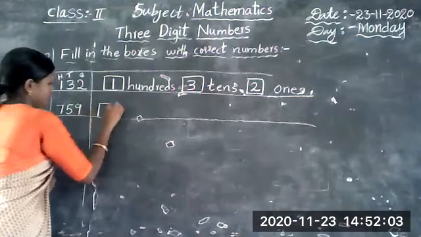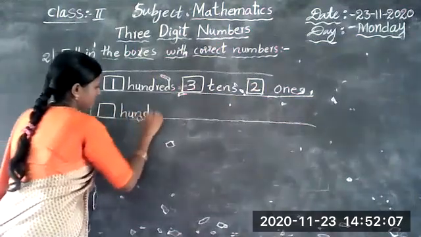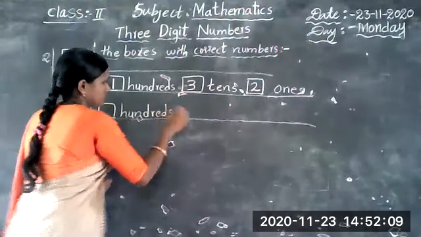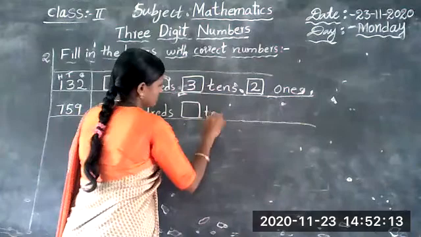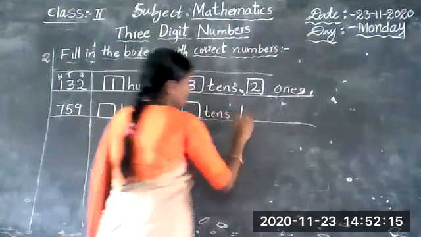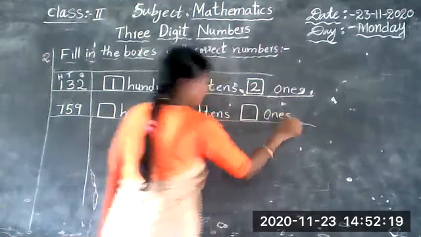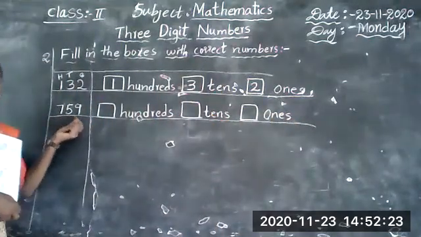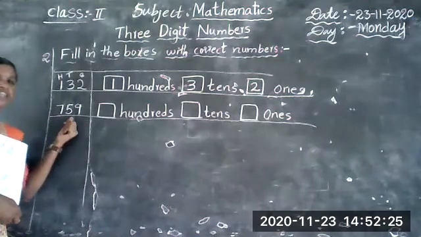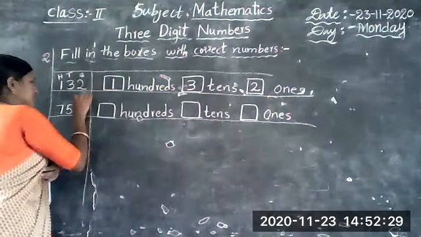Next, 759. How many hundreds? How many tens? How many ones? See here, 759. So which number is in ones place?